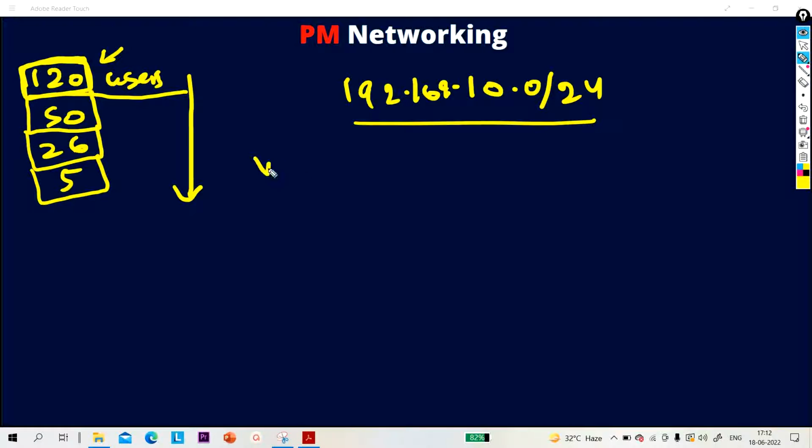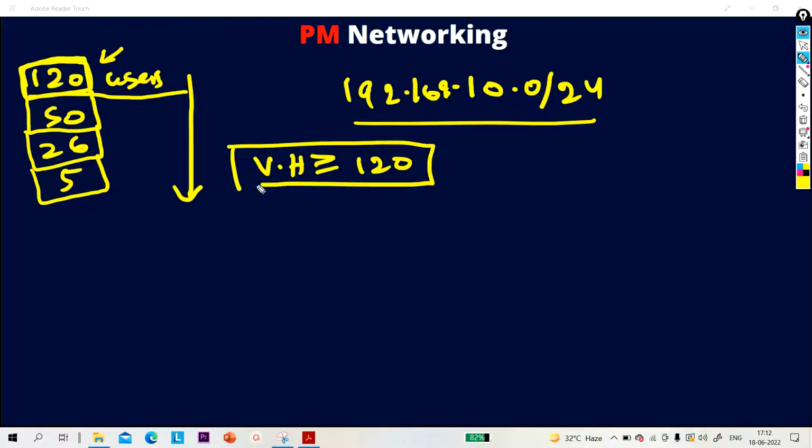Okay, fine. So first of all, for department 1 we need how many hosts? 120 hosts, and the formula to calculate valid hosts is 2 to the power h minus 2, right? The valid host count must be equal to or greater than 120. This is my requirement, right? It will be greater than or equal to 120. What value will you put here? What value will you set to h, right?